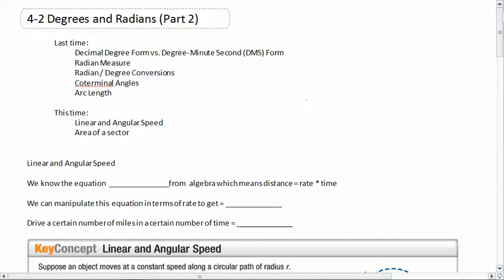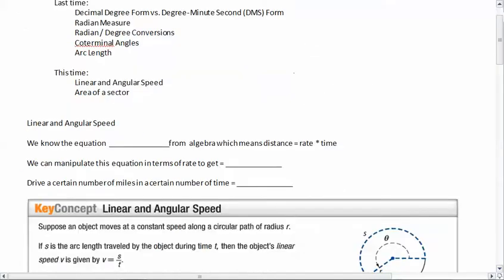Last time we talked about decimal degree form, radian measure, radian degree conversions, coterminal angles, and arc length. So now we're going to be talking about the linear and angular speed and area of a sector. So linear and angular speed.